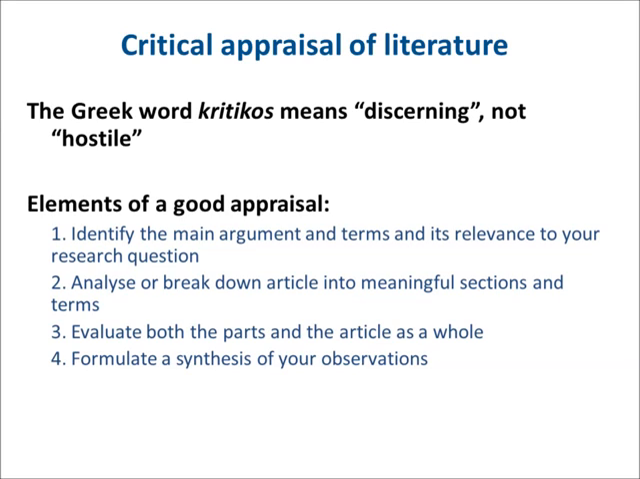There are four things to consider when you're creating a critical appraisal. First of all, you need to identify the main argument and the terms and relevance to your research question of the material that you're reading. Secondly, analyze or break down the article into meaningful sections and terms with which you can work and manipulate. Then you need to evaluate both the parts of the article and the article as a whole, depending on the context. And finally, you need to formulate a synthesis of your observations.